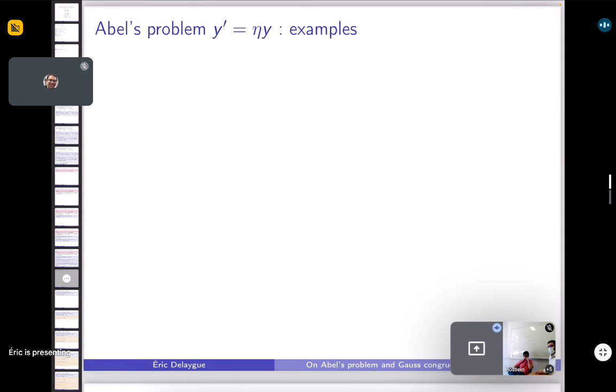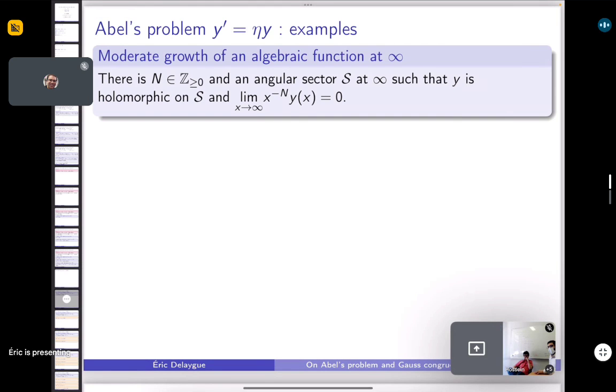So let's see a few examples of solutions to this simple equation. We consider such an equation with eta an algebraic function, and our goal is to decide whether the solution is algebraic or transcendental. I will give a really simple trick to quickly know that something is transcendental: an algebraic function has moderate growth at infinity. This means that you can find a non-negative integer n and an angular sector S at infinity, such that the algebraic function y is holomorphic on S, and you have the following limit.